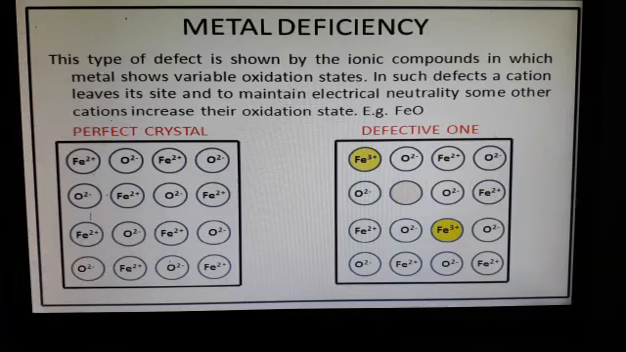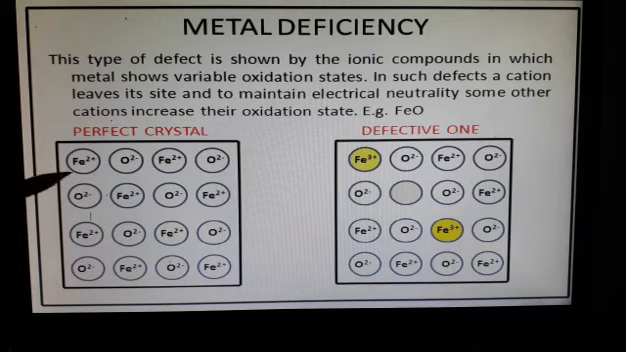So let's see. This type of defect is shown by the ionic compounds in which the metal shows variable oxidation states. In such defects, a cation leaves its site, and to maintain electrical neutrality, some other cations increase their oxidation state.